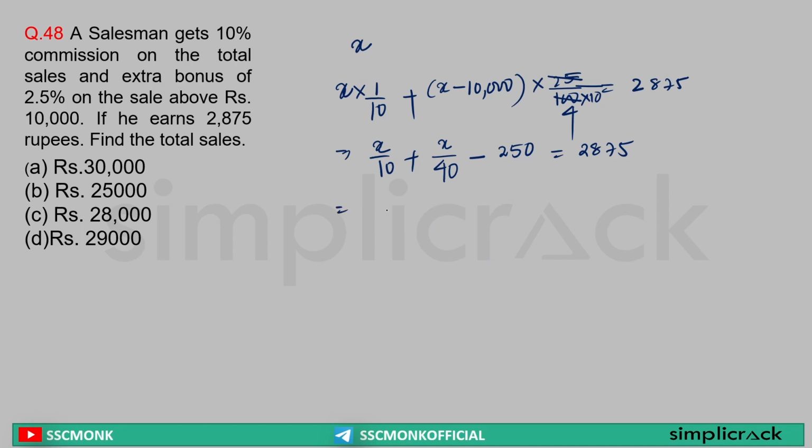Now X/10 plus X/40, the denominator will be 40. This will be 4X plus X, 5X. Now this will be 2875 plus 250. Sir, 5, 0, 5, 7, 5, 2, 0, 12, 20, 28 plus 2, 30 plus 1, 31. This is the answer. Sir, 5 8s are 40. So the X value is equal to 3125 into 8, which is equal to 25,000. Clear? So the answer is 25,000.